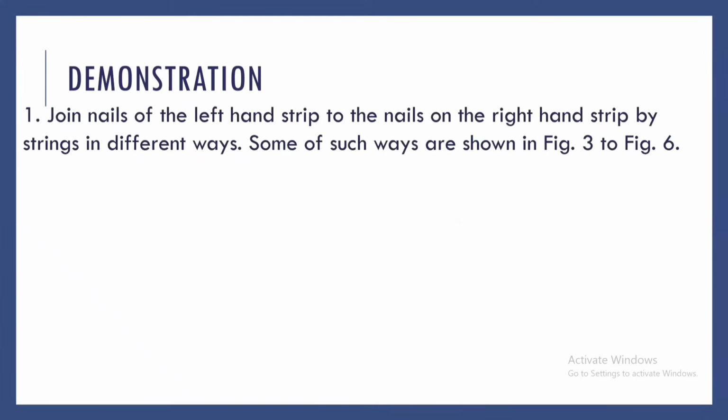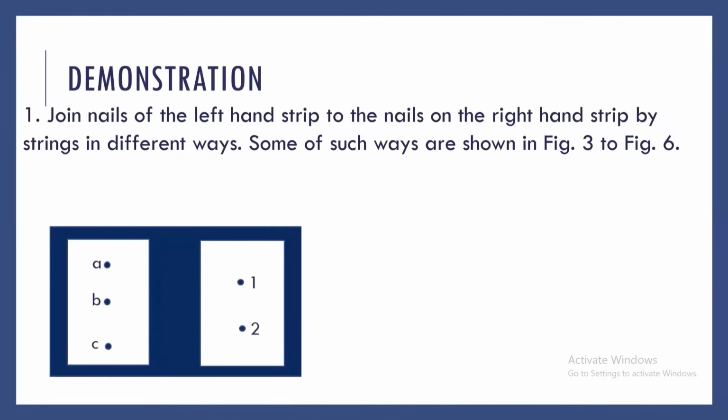What next? Now, how do we do it? The nails of the left-hand side strip can be joined to the nails of the right-hand side strip by strings in different ways. You can take a ruler and use a pencil, colored pencil, and join them, or you can take threads and join them. You can take small broomsticks and join them. Any way you want to join, you can join them.